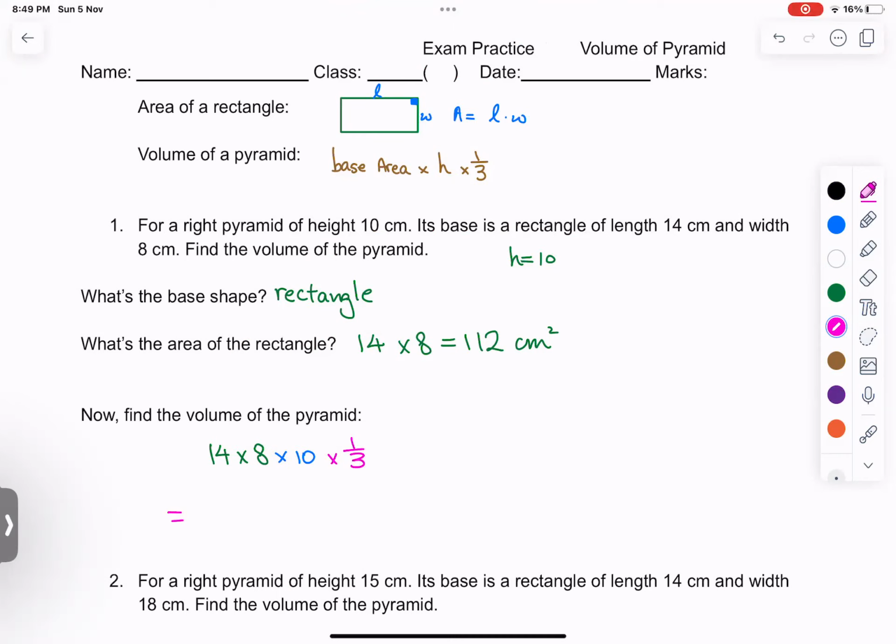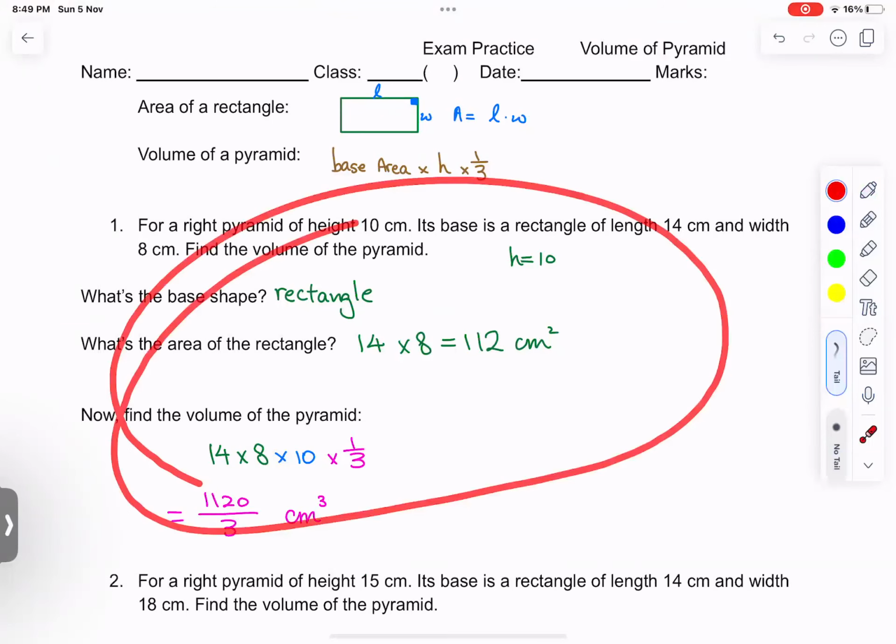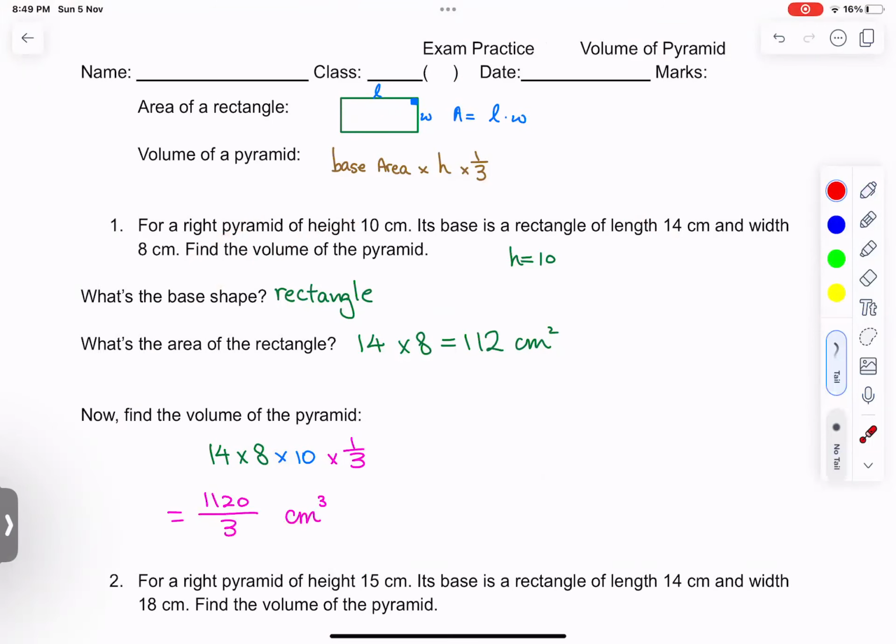373.333. That's correct. But if you want to, you can click ABC and write this as your final answer. Because I made these random questions, to be honest, you might not get very pretty answers. Okay, good.